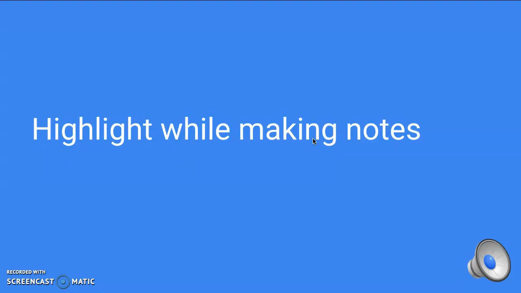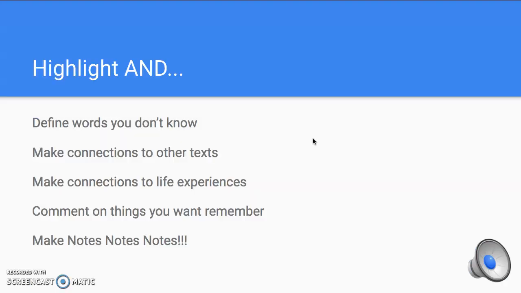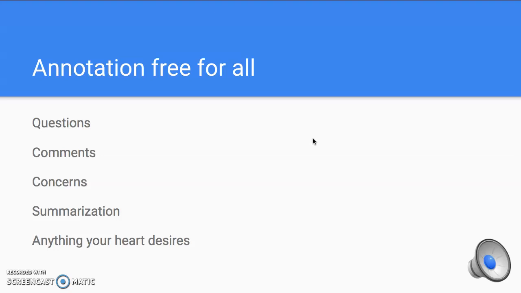So the actual answer to how do you annotate is highlighting while making notes. So I always tell my students that they have to highlight and make a note of something. So they will either highlight and define words they don't know. They will highlight and make connections to other texts, make connections to life experiences, comment on things that they want to remember, or just make as many notes as possible.